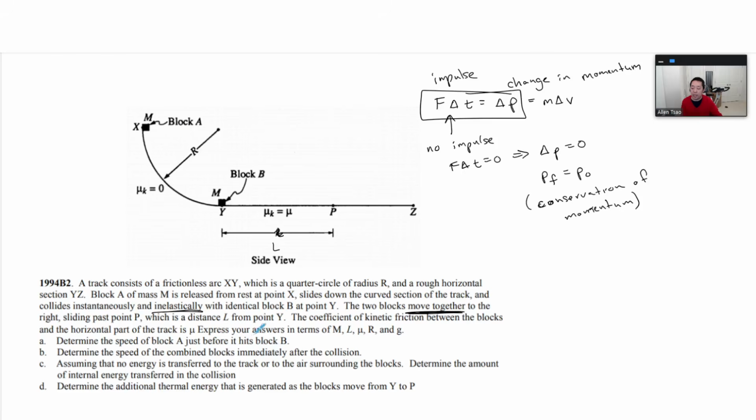Determine the speed of block A just before it hits block B. So the first part is not a collision, right? There's a lot of things happening in this problem. Things are sliding down the ramp, they're colliding, they're moving to the right. So there's a lot of things to think about. The first part they're walking you through is what the block is doing as it's moving down this curve.